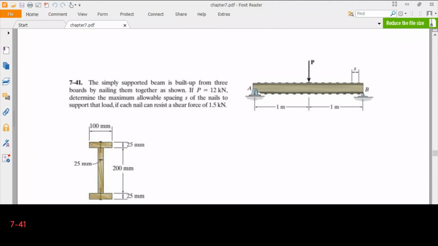Okay, so we have a beam. It is simply supported at A and B. The length of the beam is 2 meters. There is a point force at the center, which has a magnitude of 12 kilonewtons. The beam has an I-beam cross section made of wood by nailing 3 pieces of wood. The dimensions of the cross section are given. Anyway, first thing that we need to do is, of course, determine the shear force distribution. Therefore, we first need to calculate the support reactions at A and B.